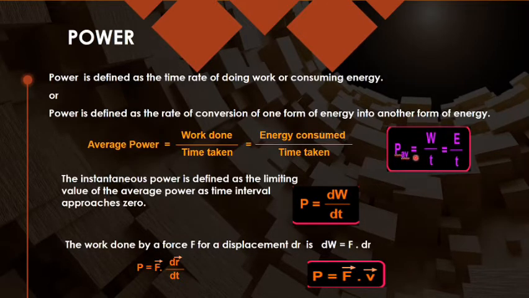If I want to find the instantaneous power, then of course I have to take the limiting value of the work done. I will be taking it as dW by dt. If dW is F dot dr, in dot product of vectors, of course force and dr are vector quantities. So power can be written as force into dr by dt, or F dot v. So this relation for power is again a dot product of two vectors; it is a scalar quantity.